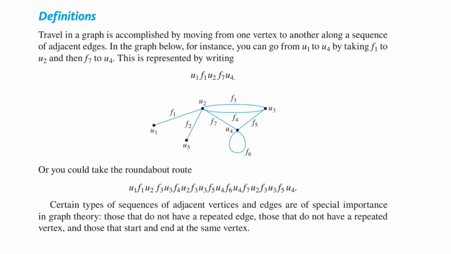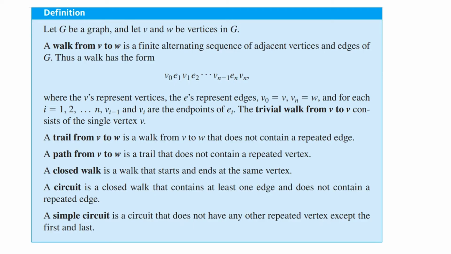Certain types of sequences of adjacent vertices and edges are of special importance in graph theory. Those that do not have a repeated edge, those that do not have a repeated vertex, and those that start and end at the same vertex are of special importance. Let's look at the definition, or in fact a bunch of definitions.